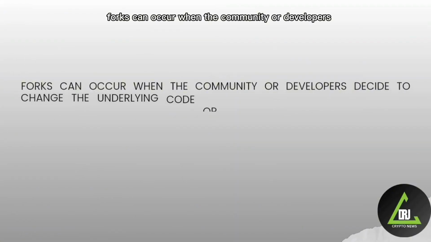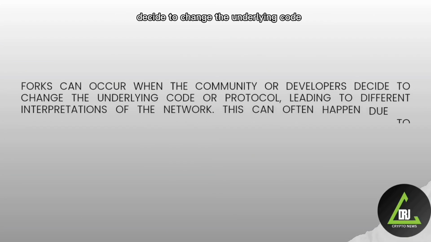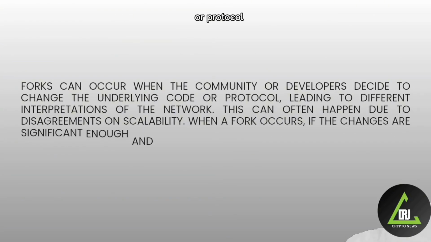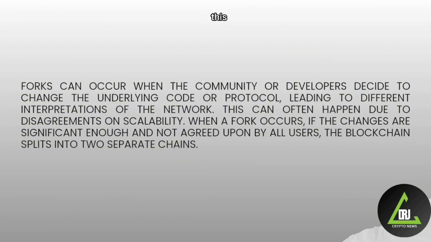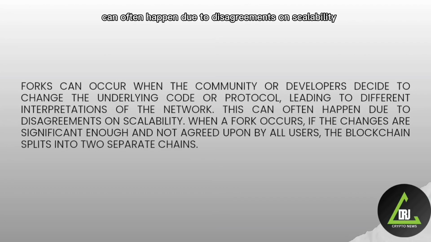Forks can occur when the community or developers decide to change the underlying code or protocol, leading to different interpretations of the network. This can often happen due to disagreements on scalability. When a fork occurs, if the changes are significant enough and not agreed upon by all users, the blockchain splits into two separate chains.